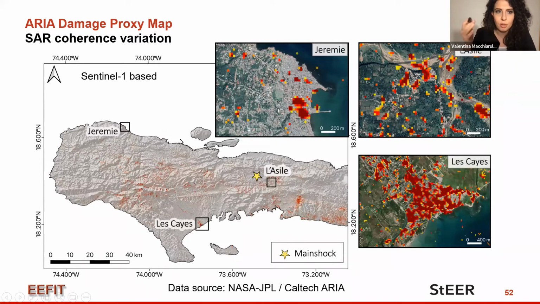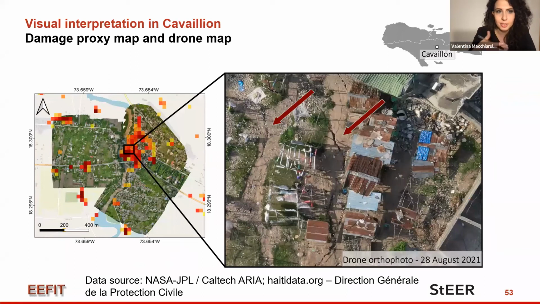And the color variation from yellow to red indicates an increasing level of change of the surface that is associated with a potential higher level of damage. And some of the locations for which we observe a positive signal in the damage proxy map were analyzed in combination with some aerial photos acquired by drones after the earthquake. And in this slide, we see in the area of Cavaillon, located in the South Department, that the damage proxy map captures very well the damage of some structures, but also some big cracks of the ground.